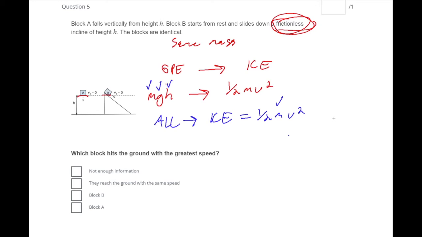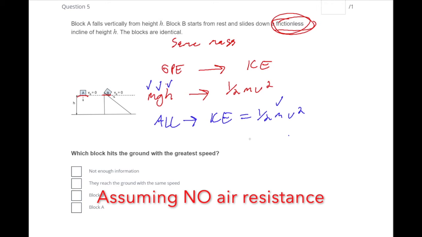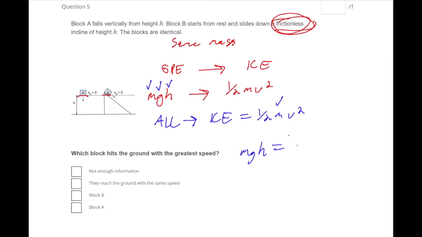If they're starting with the same energy, they need to end with the same energy. Even if they had different masses, they would still have the same final speed. And we can see that really quick if we just set GPE equal to KE. We'll notice that GPE has a mass and KE has a mass, which really just tells us that gravity times height is equal to 1/2 v squared. They both have the same gravity, they both have the same height, so they both will end with the same velocity.